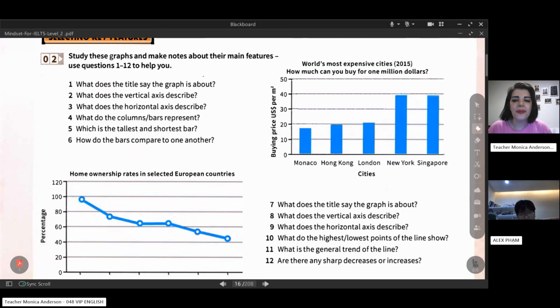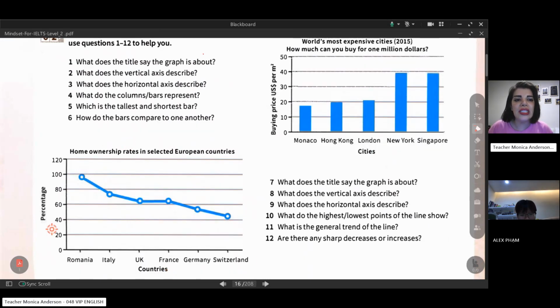It describes the percentages. So it's vertical, of the home ownership rate. Okay, it can be. What does the horizontal axis describe? It describes the European countries. Yes, you say it describes the European countries. Okay, very good. So we're trying to answer the questions one by one. Okay, then we can write.